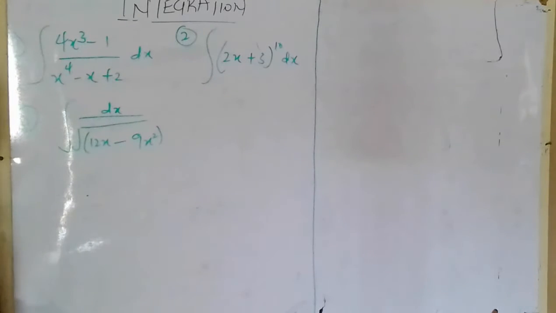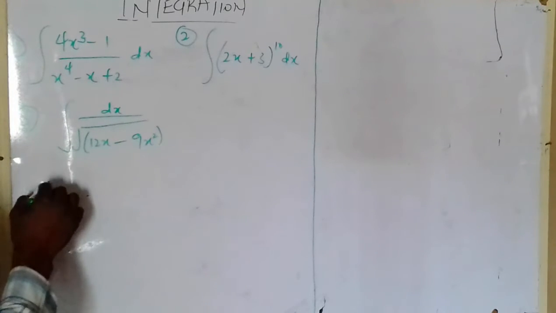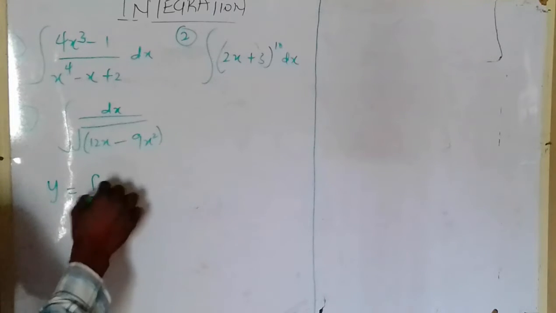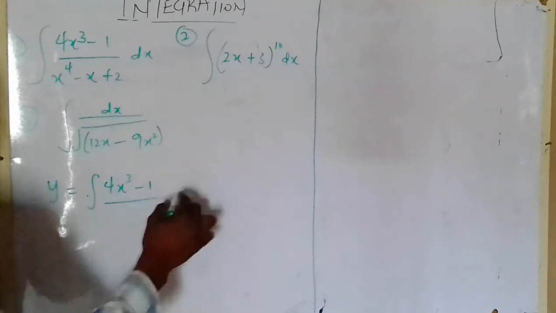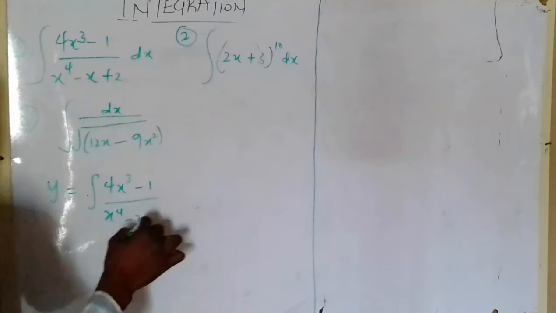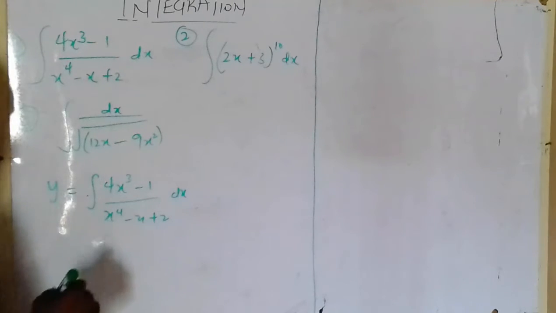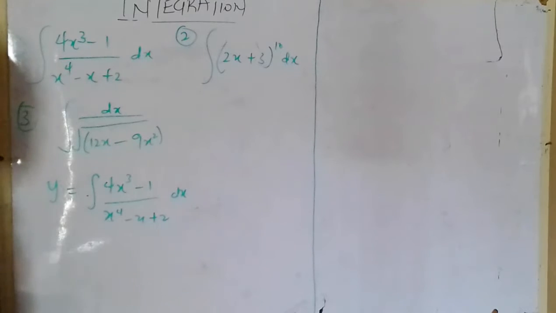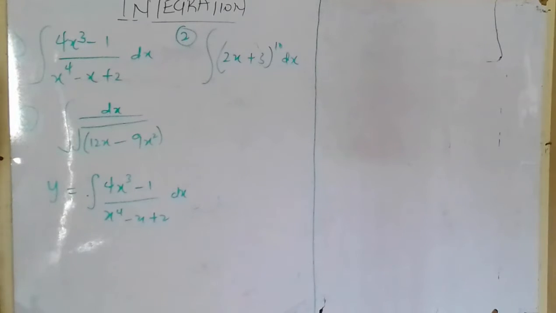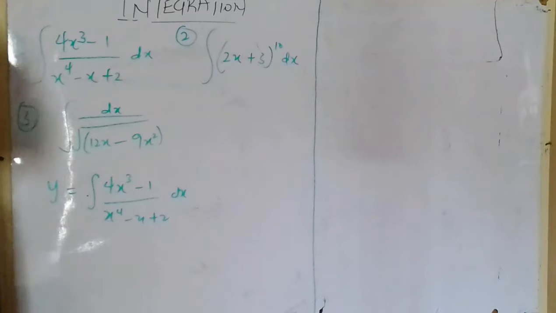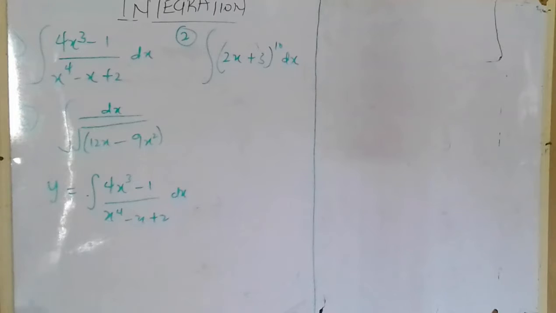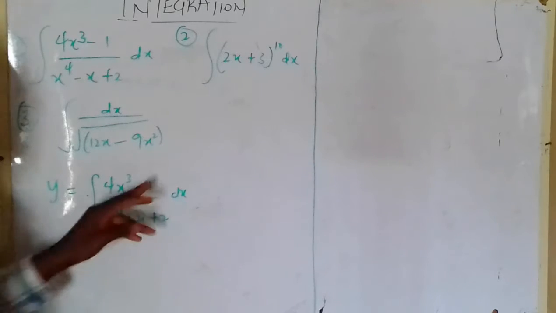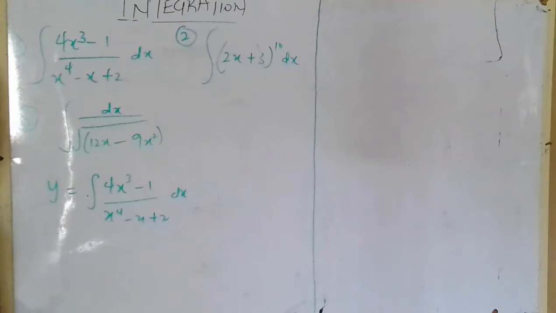Now, for the first one, looking at the question, y equals the integral of (4x cubed minus 1) over (x to power 4 minus x plus 2) dx. Trying to integrate this question will make you look at some of the rules you can apply, or some of the things we have taught earlier. What you can apply here best is this: since it has a denominator, differentiate it and compare it to the numerator. So we know what to do.